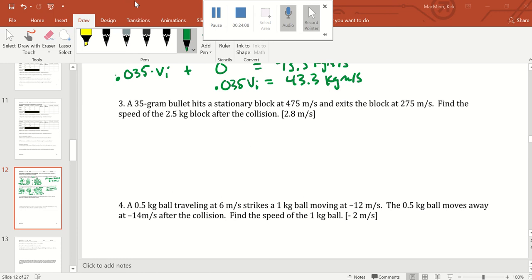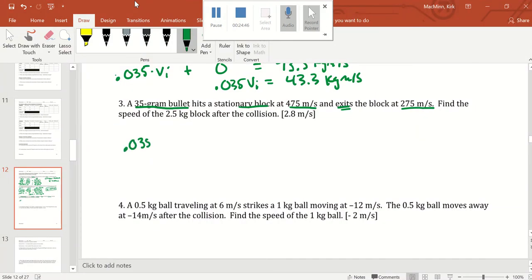Now let's take a look at number 3. A 35-gram bullet hits a stationary block at 475 meters per second and exits the block at 275 meters per second. Notice it says exits the block. So they're not going to be together after this collision. Now we're going to find the speed of the block after the collision. So if you think about it, they were separate in the beginning. They're going to be separate in the end. So this is an example of an elastic collision for our purposes.